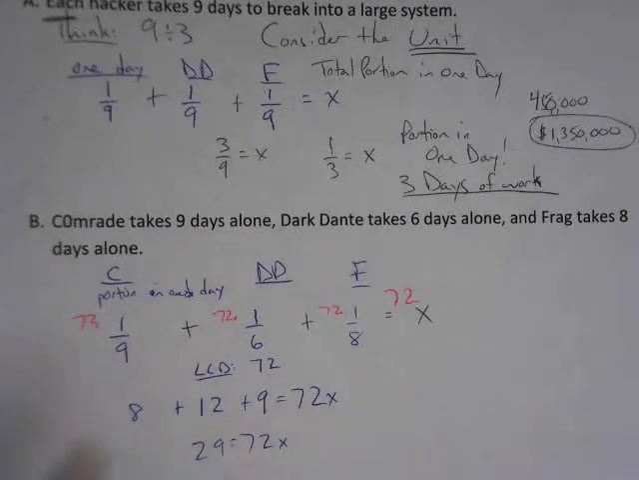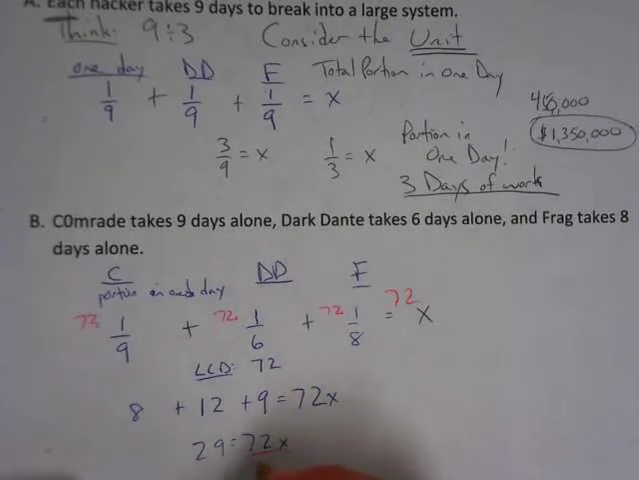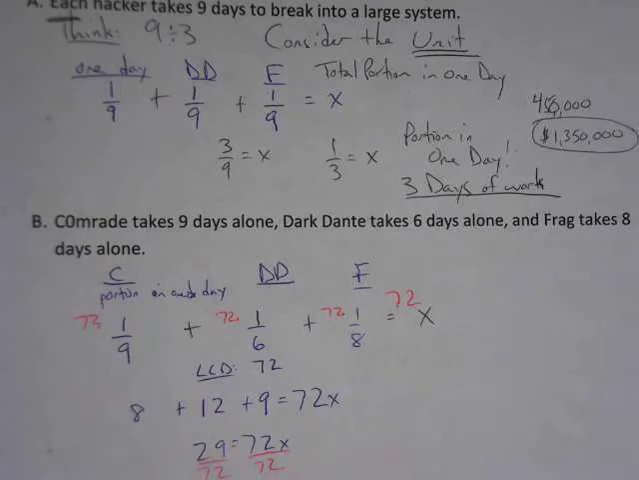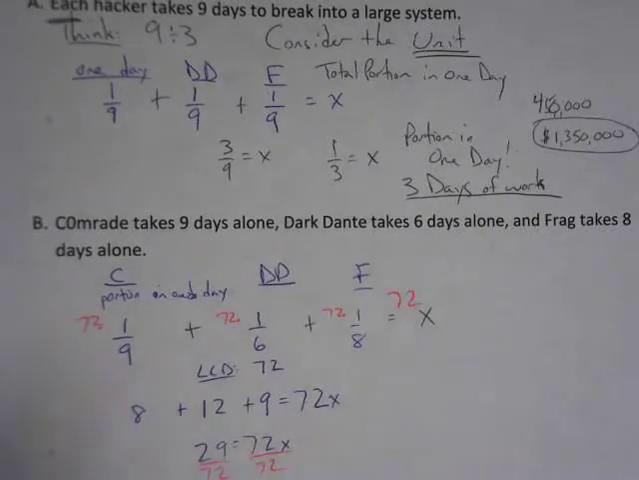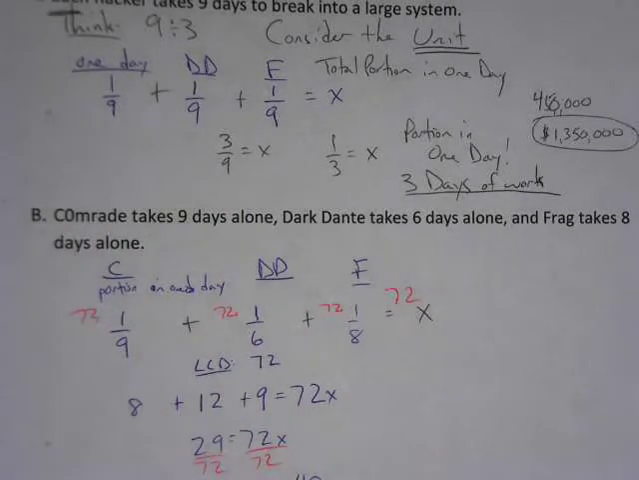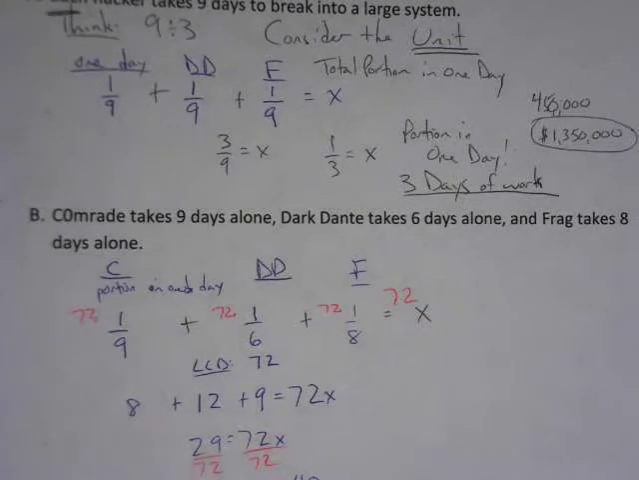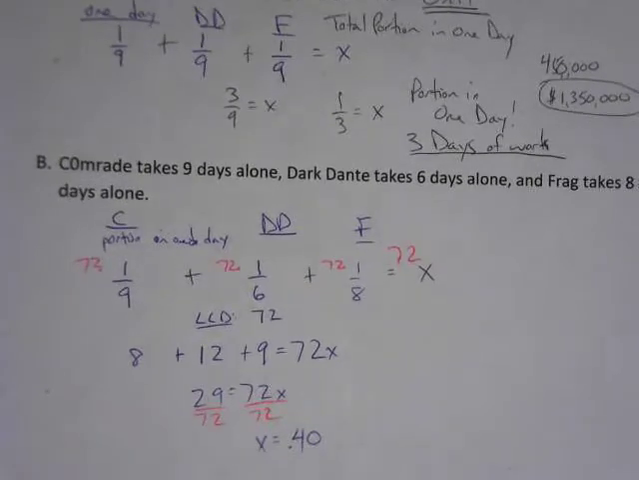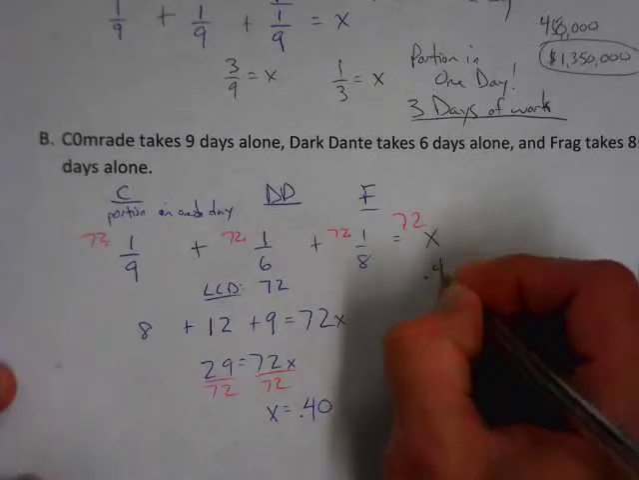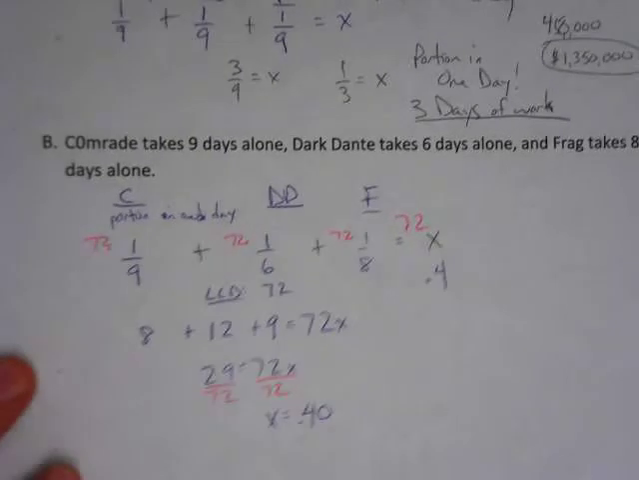And then to solve for x, well, all right, that's simple enough. Divide both sides by 72. All right, so 29 divided by 72. That would give us 0.40, basically. But that's all we've given is 0.40. Okay, so that's basically all we're given is that x is 0.40. But that doesn't tell us how many days it would take, right?